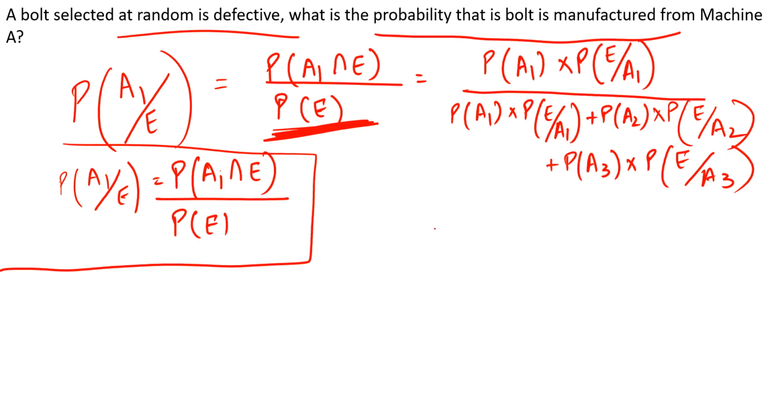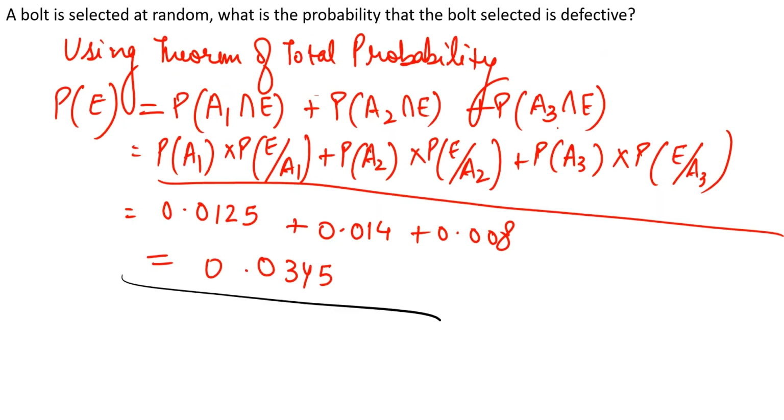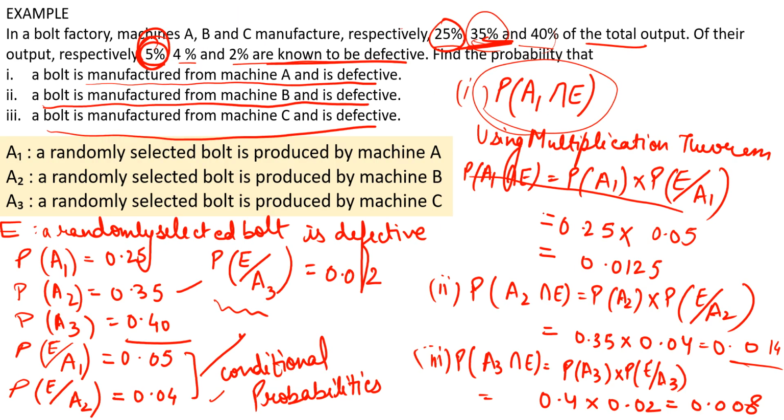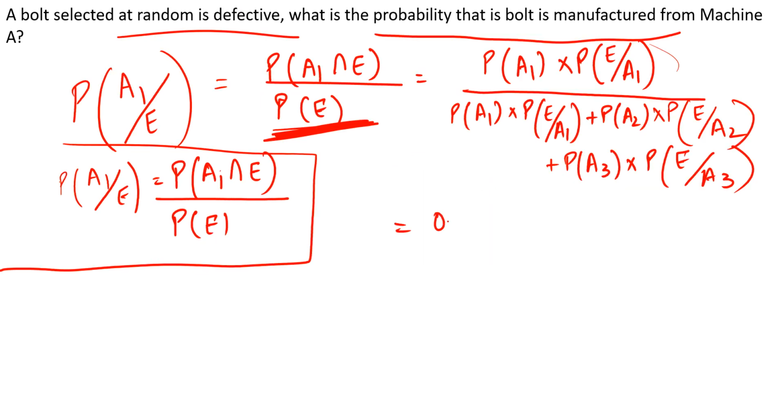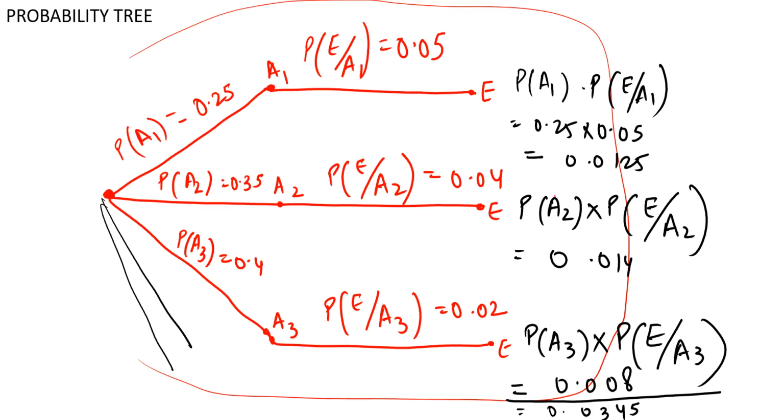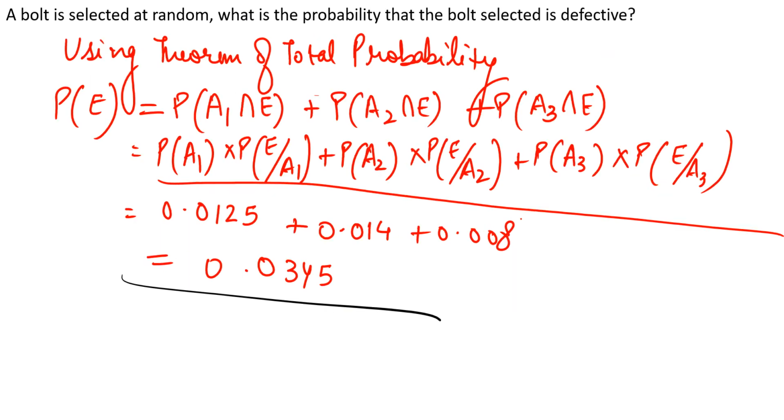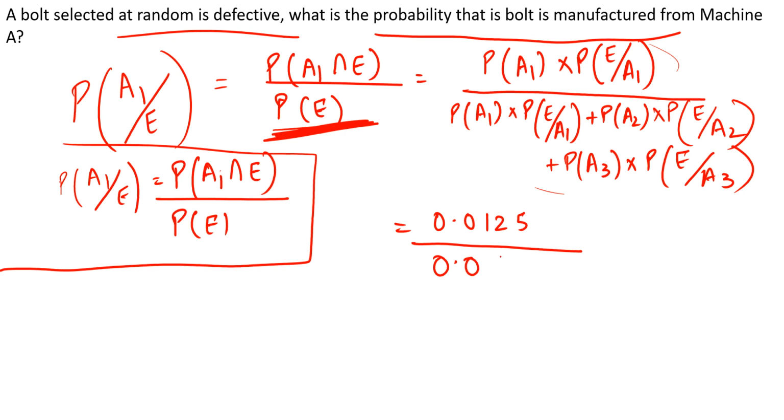So now we have this, right? I also have the value of the numerator from here. This is 0.0125, upon this entire value, which we have also computed over here: 0.0345, which is equal to 0.3623, right? So here we are saying that there is a 36.23% chance that it is produced by machine A.